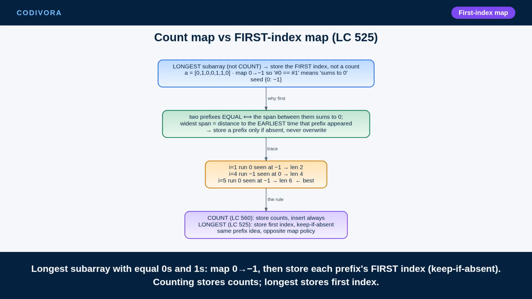Second, to make the gap between 2 equal prefixes as wide as possible, you remember the earliest index each prefix value appeared, and you never overwrite it. See the map with prefix 0 sitting at index -1. On 0, 1, 0, 0, 1, 1, 0, the best hit is length 6. The takeaway: counting stores counts and inserts always. Longest stores the first index and keeps only the first. Same prefix idea, opposite map policy.